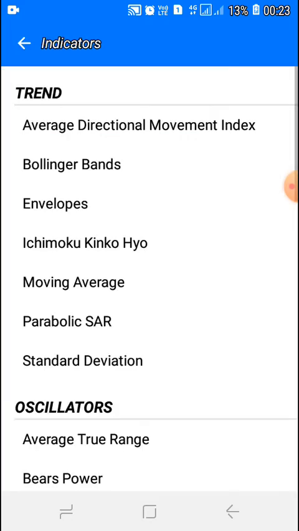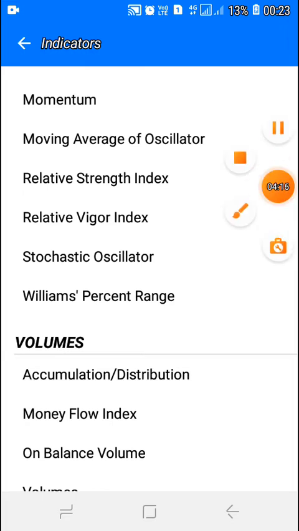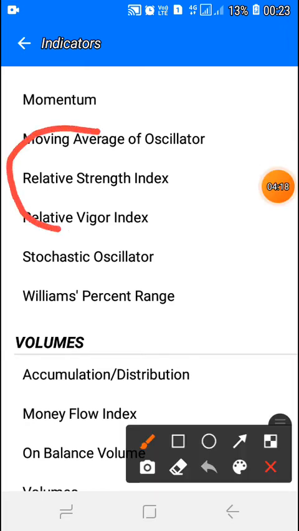So what you're going to do next is take out your indicators, and then you're going to click on RSI. So over here you guys can see Relative Strength Index. Okay, that is your RSI.